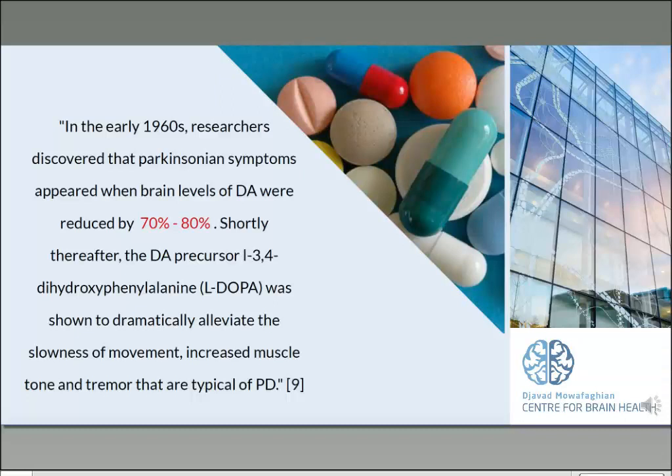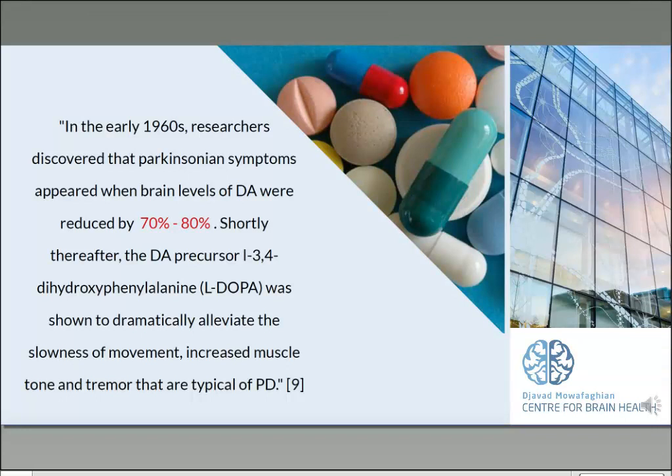In the early 1960s, researchers discovered that Parkinsonian symptoms appeared when brain levels of dopamine were reduced by 70 to 80%. Shortly thereafter, levodopa, a precursor to dopamine, was shown to dramatically alleviate the slowness of movement, increased muscle tone, and tremor that are typical of PD.